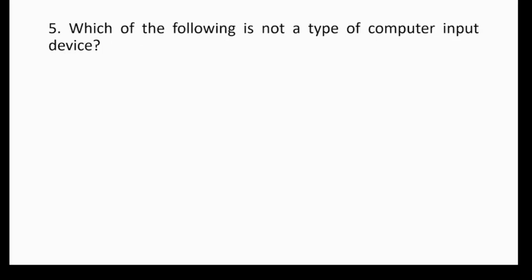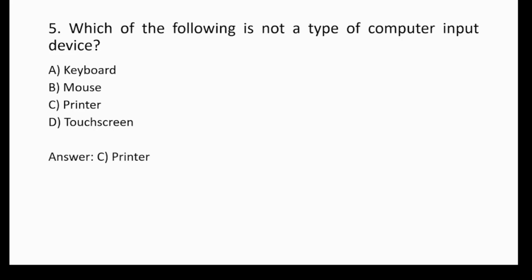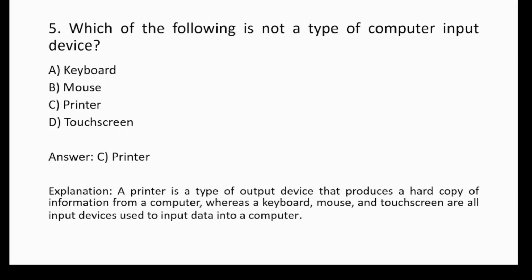Question number 5. Which of the following is not a type of computer input device? Option A, keyboard. Option B, mouse. Option C, printer. Option D, touch screen. Correct answer is printer. A printer is a type of output device that produces a hard copy of information from a computer, whereas a keyboard, mouse, and touch screen are all input devices used to input data to a computer.